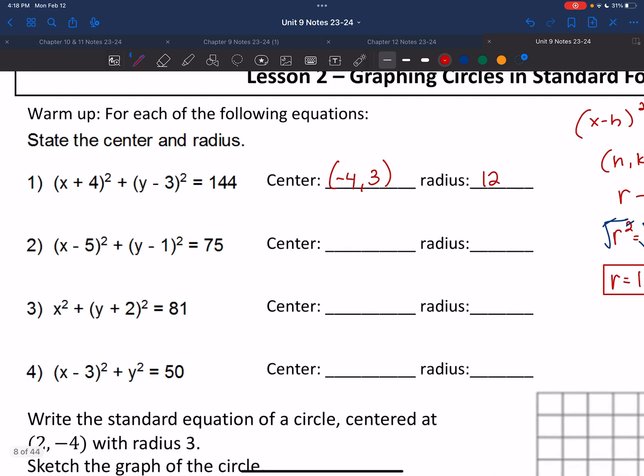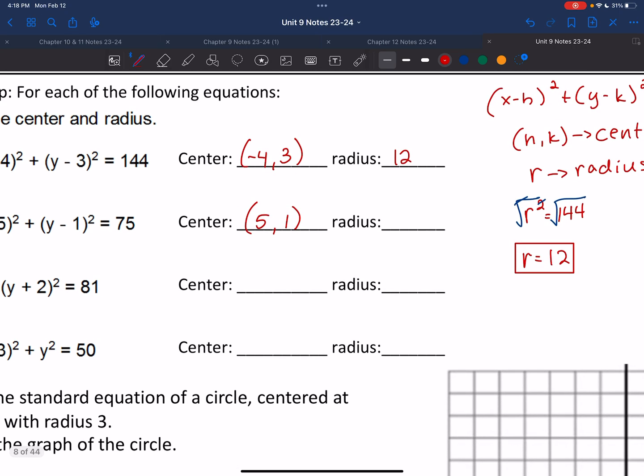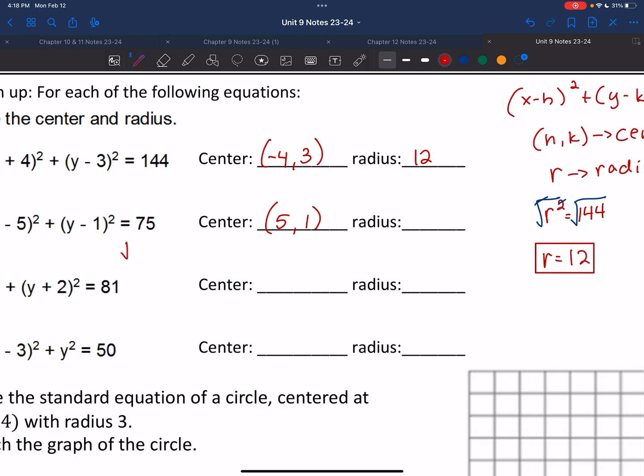All right, next one. X minus 5 and y minus 1. That means my center is at +5, +1. My radius is the square root of 75. Okay, so square root of 75, which if you simplify it, it might be like 5 root 3. Okay, as a decimal, it might be something like 8.6, 8.7-ish, somewhere around in there.